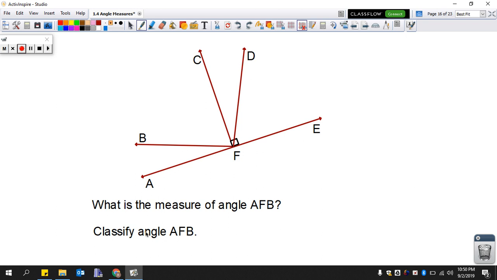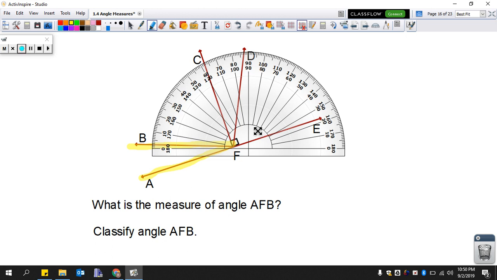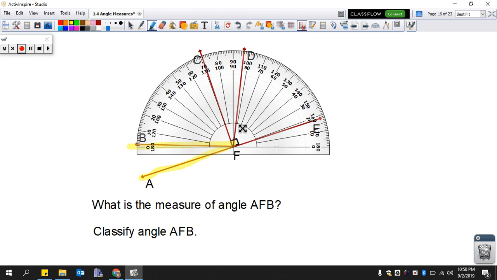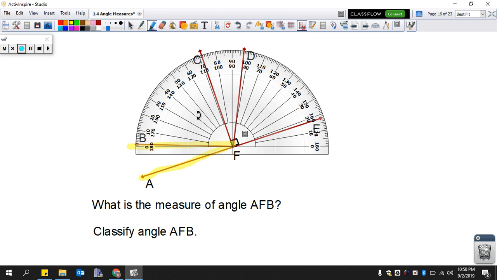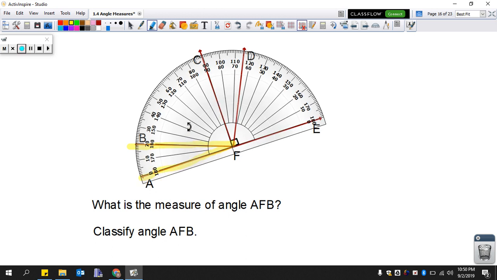All right, so the measure of angle ABF, very quickly, ABF is this, and you can measure it using the protractor. Flip it around, and we can see that ABF is 20 degrees, and 20 degrees is considered an acute angle.